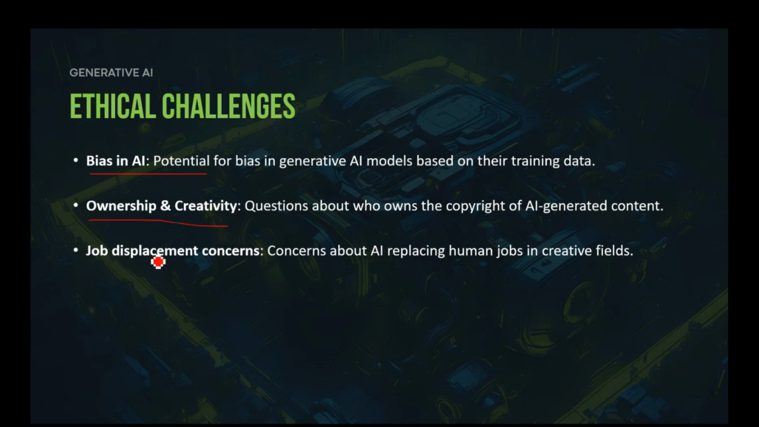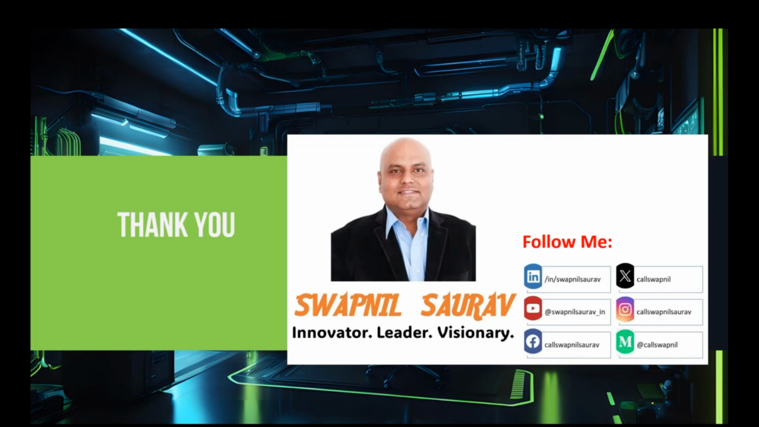So these are some of the challenges, and of course, you will see a lot of job roles being displaced, replaced with newer roles. So these are some of the ethical challenges with Gen AI.